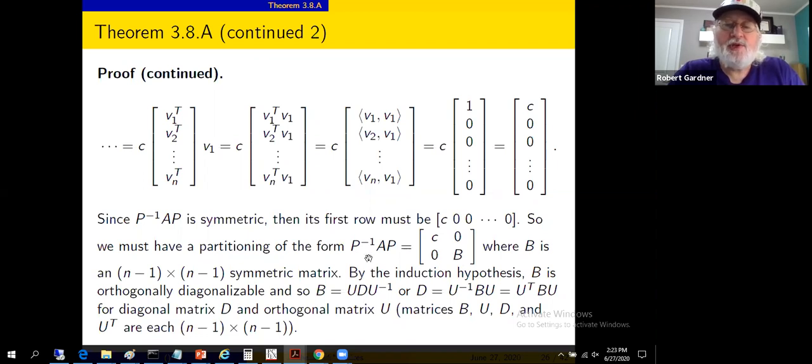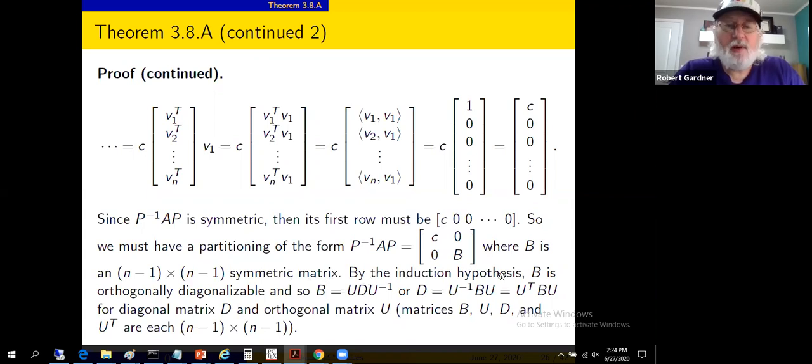But remember, we showed P inverse AP is symmetric. We did it upstairs with transposes. So it must be that this matrix is symmetric as well. So this piece of the partition, call it matrix B. It's n minus 1 by n minus 1. We've removed a row and a column from an n by n matrix to get this, if you like. And it must be symmetric as well because the big matrix is symmetric and it lies, you know, along the diagonal in a sense.